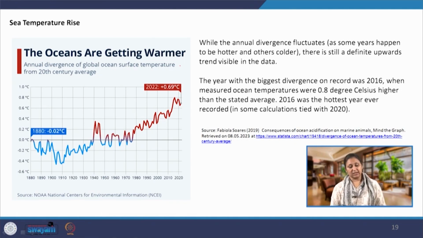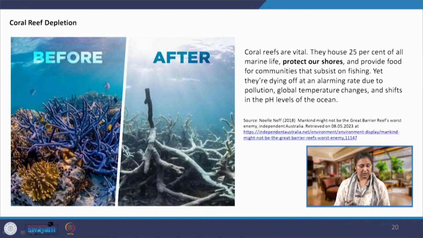We have already seen the sea temperature rise, and the historic data clearly tells us that there has been a significant rise in the sea temperatures, and this is alarming. If it rises by 2 degrees centigrade, almost the entire aquatic life will be dead and we will have dead oceans. I've said that earlier and I am reiterating that.